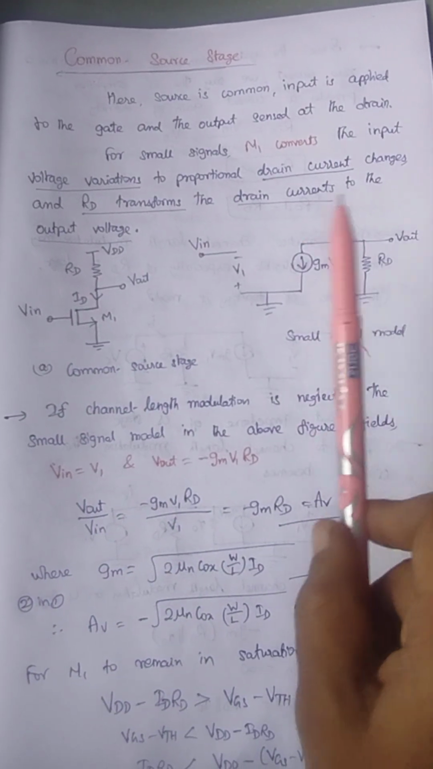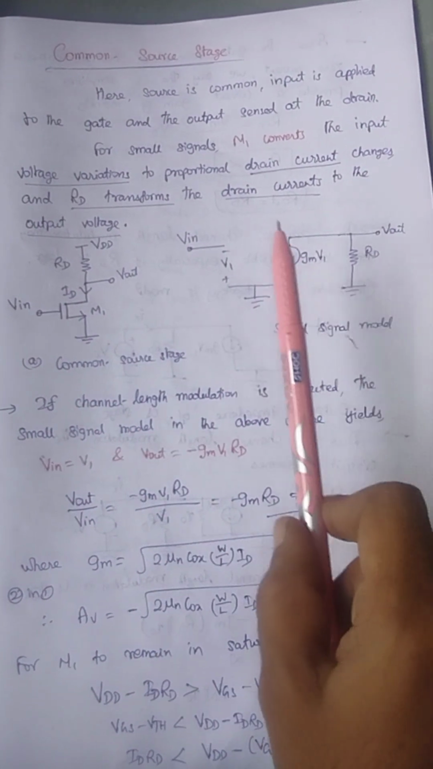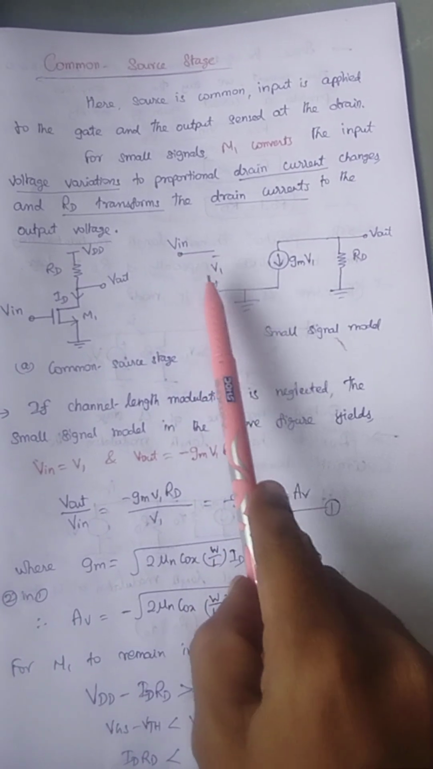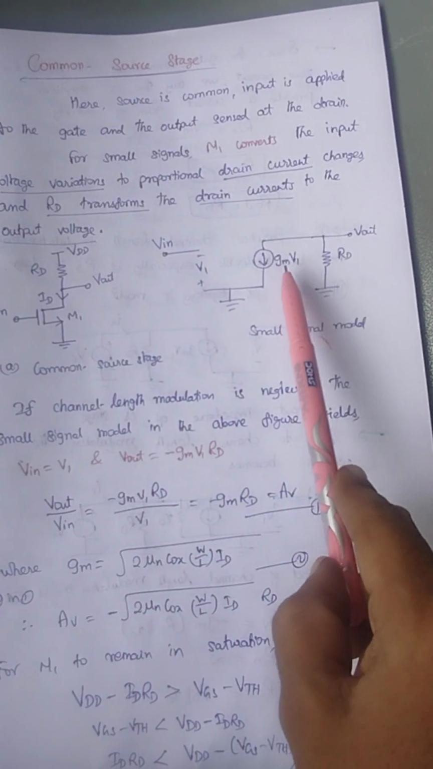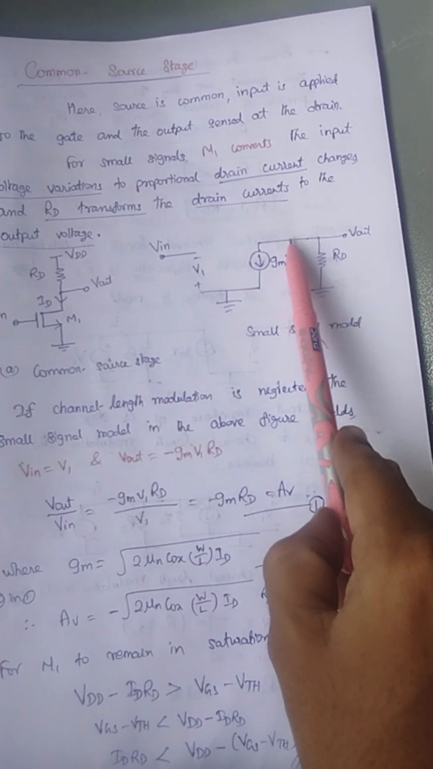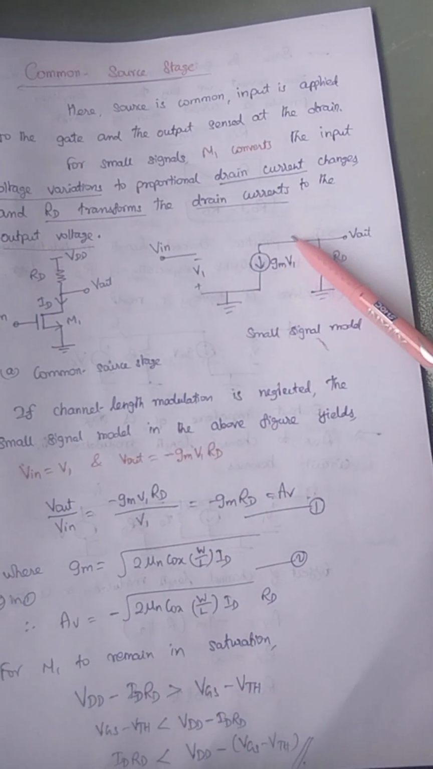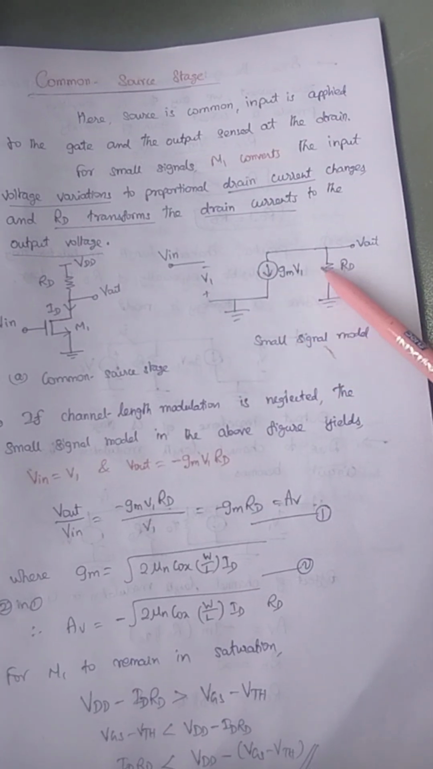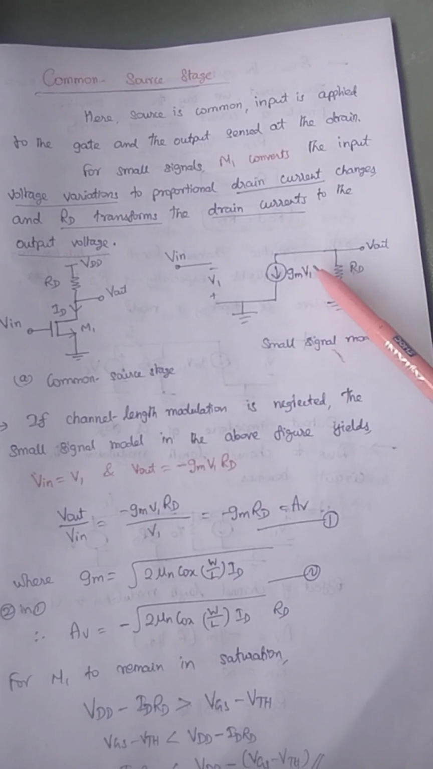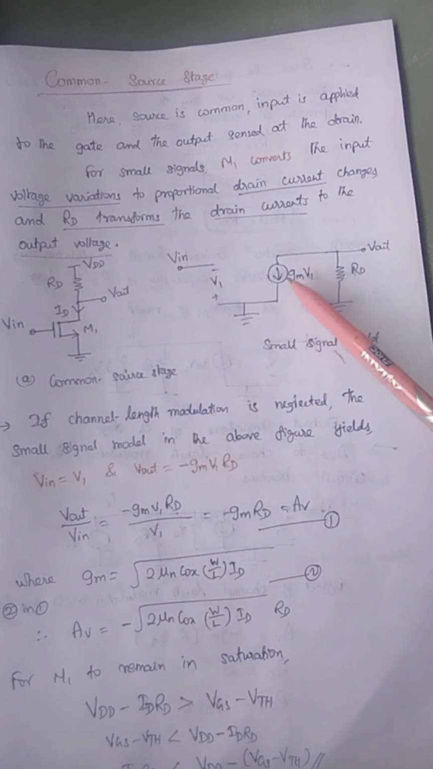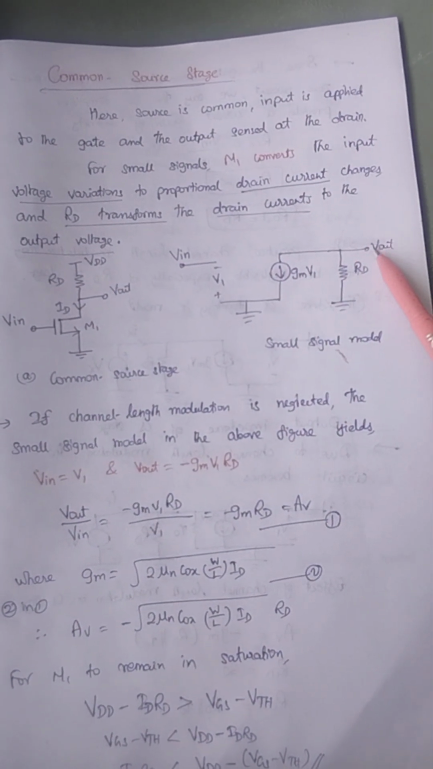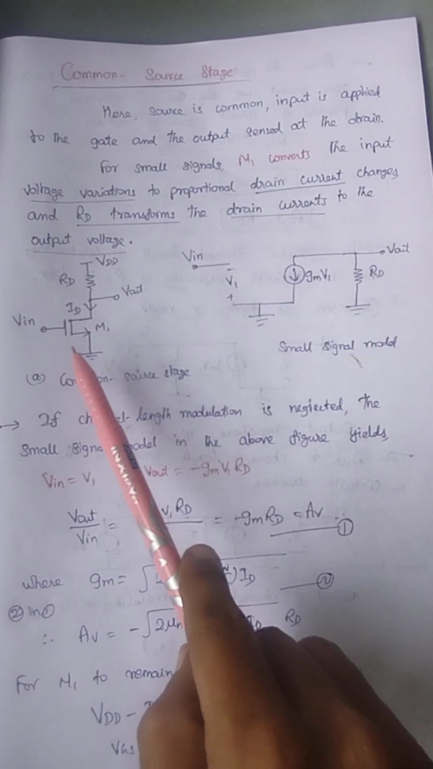This is the corresponding small signal model of this common source stage. So here we are having input voltage Vin, and between gate and source we are measuring the input voltage V1. This is my gate terminal, this is my source. So source is grounded here, this is my drain terminal. In the drain terminal we are measuring the output current ID. So ID is gm V1, where gm is transconductance. Transconductance into voltage will give the drain current, and on the output side we are having RD, mentioned here. So here we are taking the Vout. This is the small signal model of common source stage.